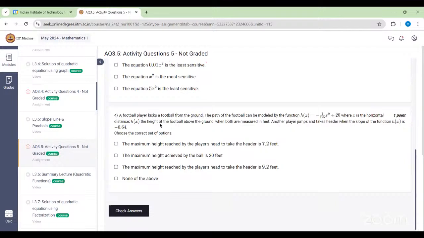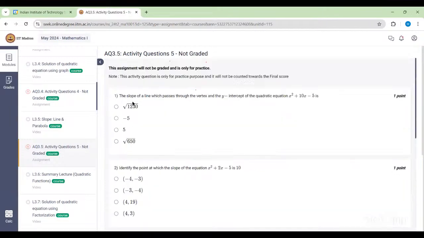Ma'am, first question. Please take the first question. Okay, so let's start with the first. The slope of the line which passes through the vertex and the y-intercept of the quadratic equation is, so see, here what you have to find out: the slope of a line which passes through the vertex and the y-intercept of this quadratic equation.